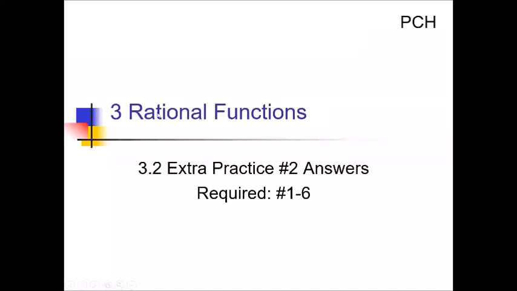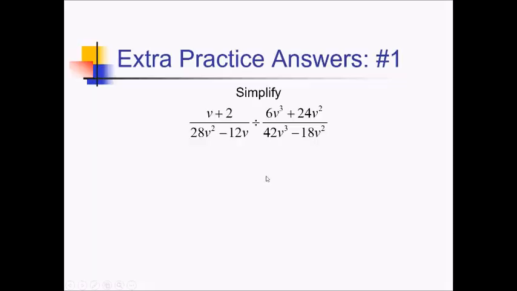I've got the Pre-Cal Honors 3-2 Extra Practice number 2 solutions on multiplying and dividing rational expressions. To simplify this expression, we're going to first turn our division into multiplication. So I can use same change flip here: keep the first fraction the same, change this to multiplication, and then flip or take the reciprocal of the second fraction. So the 42v cubed minus 18v squared is coming upstairs, and then the other stuff is downstairs.